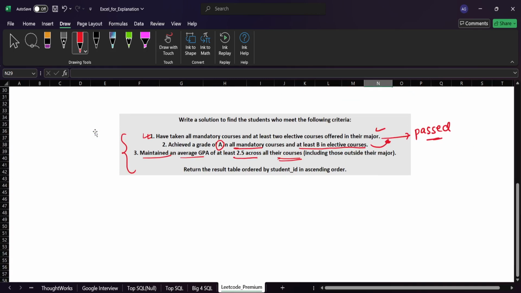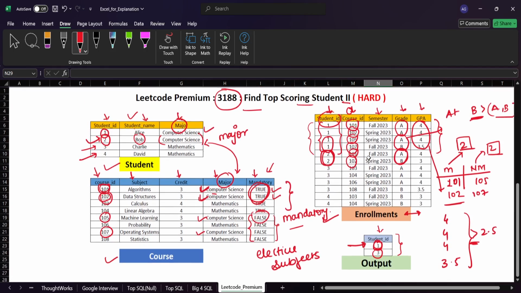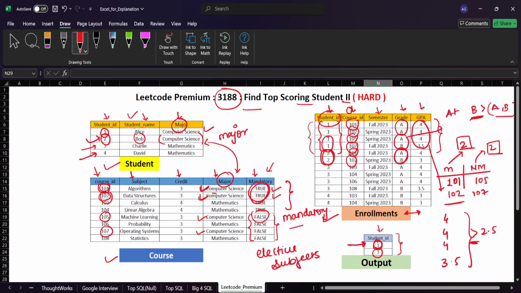Now, let's talk about how we can approach this problem, right? Approach. So we need to tackle these three conditions. I can see that criteria three is quite simple. A student who is valid for the output is someone who has got an average GPA of 2.5 across all courses, outside the major or inside the major. So what we can do is first do the group by on the student ID and take the average of the GPA. So this will give the average of all the marks, be it in the major or outside the major.